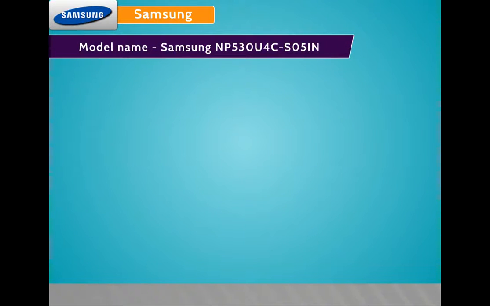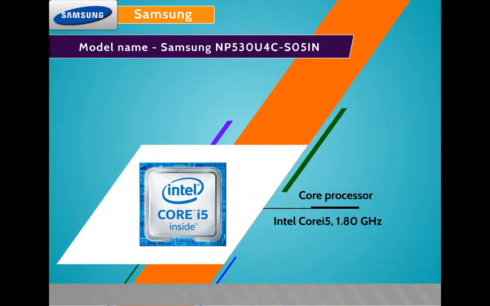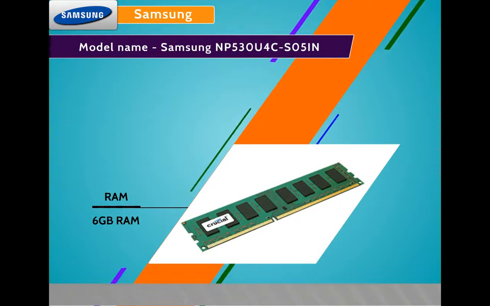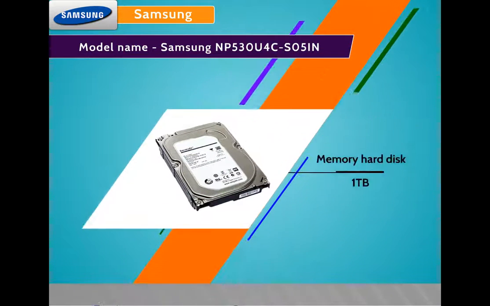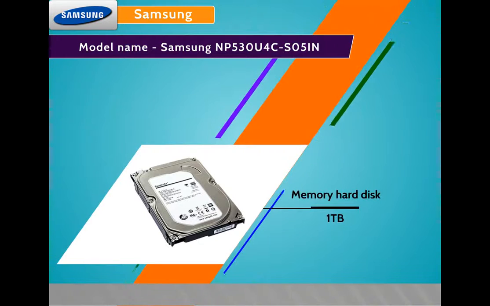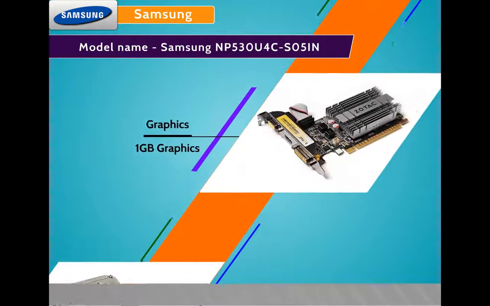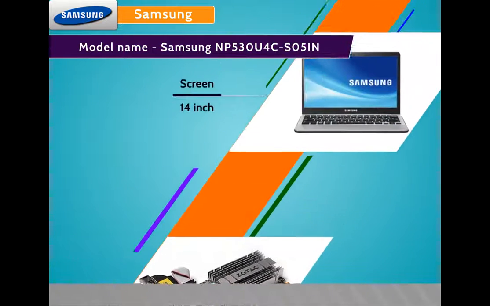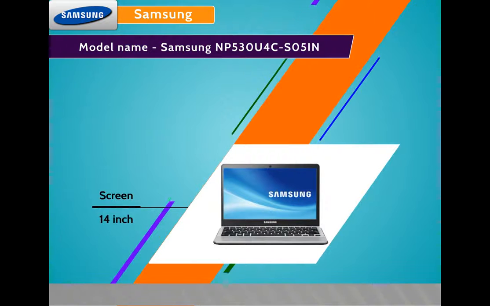Samsung. Model name: Samsung NP530U4C S05N. Core processor: Intel Core i5 1.80 GHz. RAM: 6 GB. Memory hard disk: 1 TB. Graphics: 1 GB graphics. Screen: 14-inch.